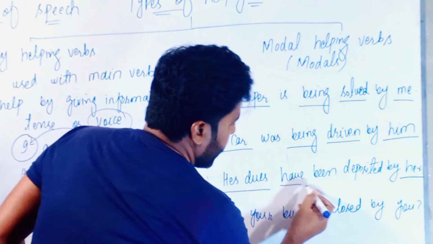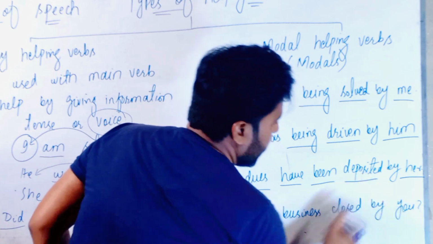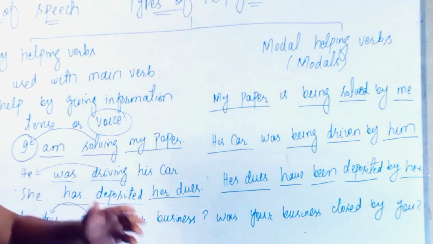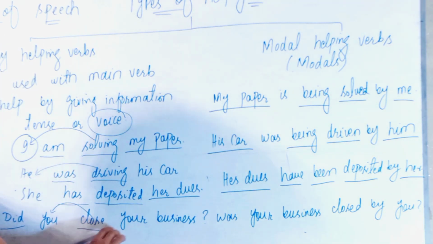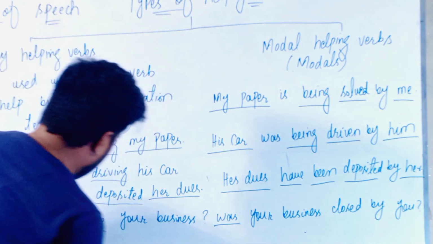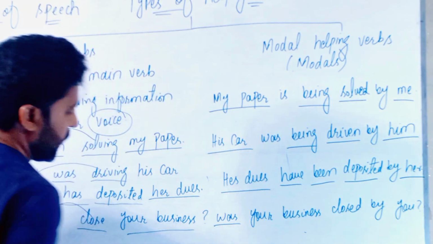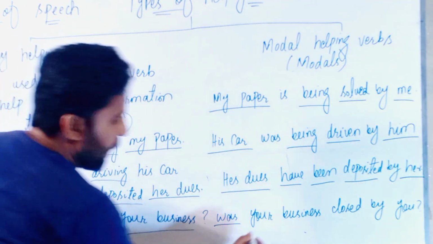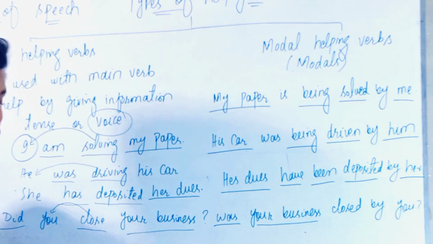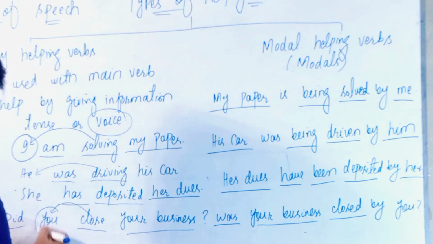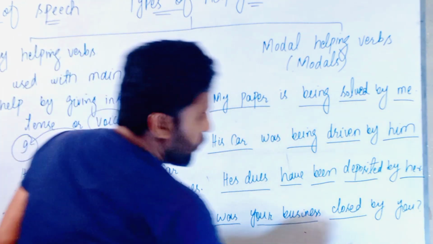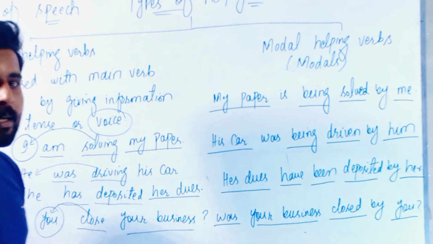So we have used have, then added been, and then added the form of verb deposited, past participle form. And in our last sentence, did you close your business? We have changed did with helping verb was. We have used the object of the sentence in active voice as subject of the sentence in passive voice, and then we use first form into past participle or third form, and then the subject of the sentence in active voice is changed into the object in the passive voice.